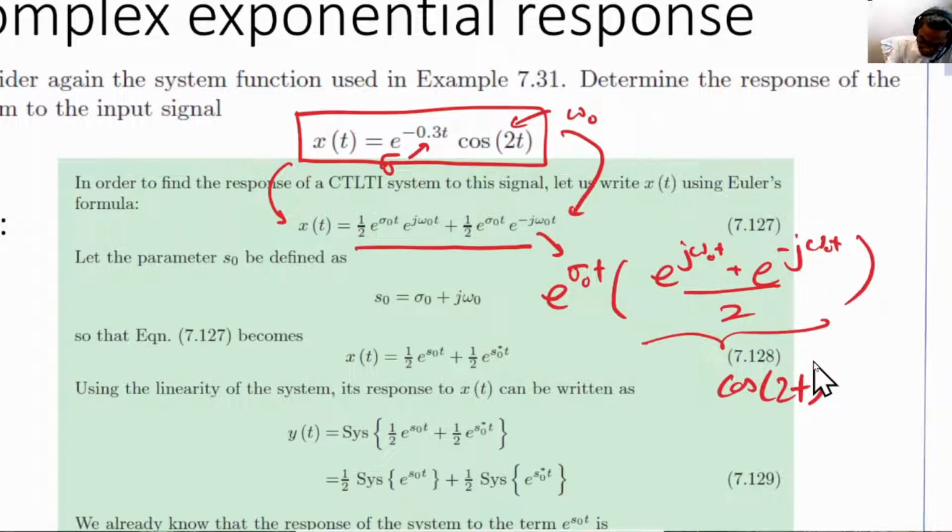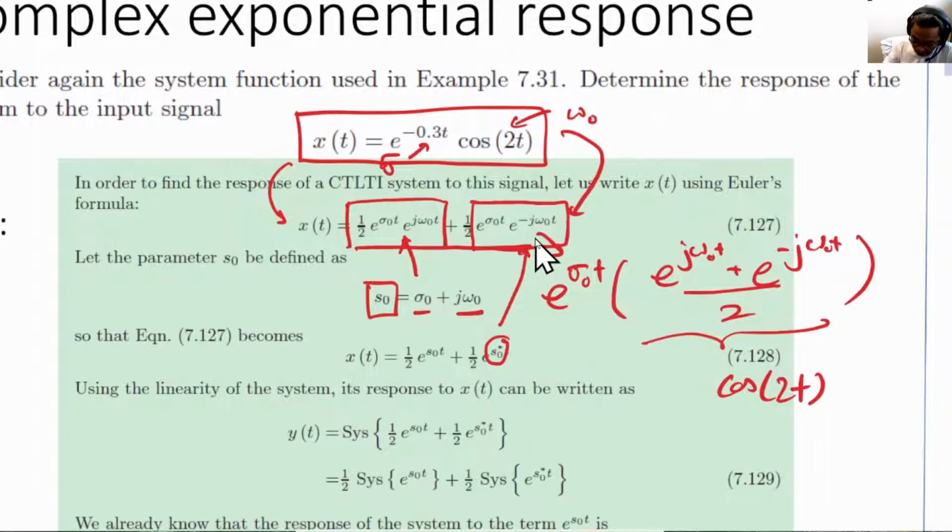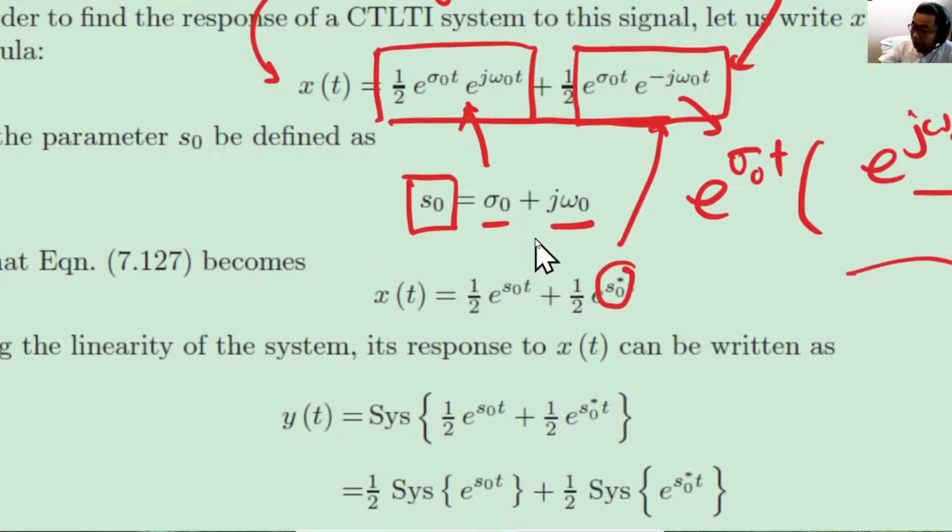Now what about s naught? Well, if we consider this, you will realize that there are two s naught. One is s naught due to sigma naught plus j omega naught for the first term, and the second is sigma naught minus j omega naught. So therefore we actually have two expressions to represent the decaying cosine.